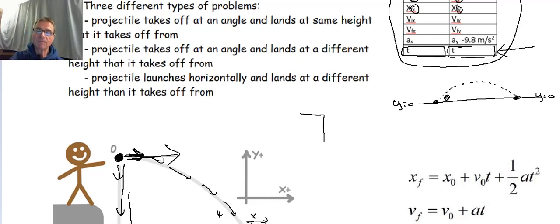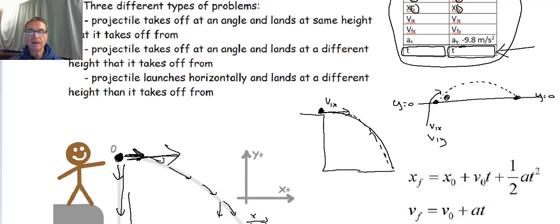Another type of problem is where I have a ball or some object up here, and I'm going to shoot it out horizontally. What's going to happen? It's going to follow a path that looks kind of like that. It's going to fall to the ground eventually. But my initial velocity, my VI, only has an X component here. Over in this case here, my initial velocity has an X component and a Y component. So this is problem type number 1, and this is problem type number 2.